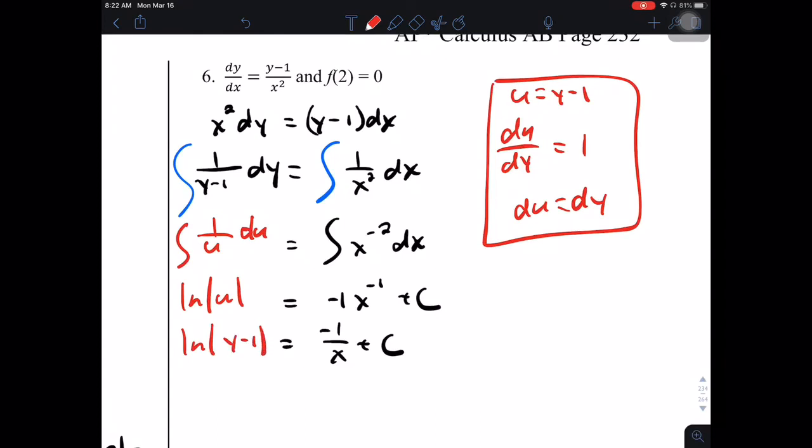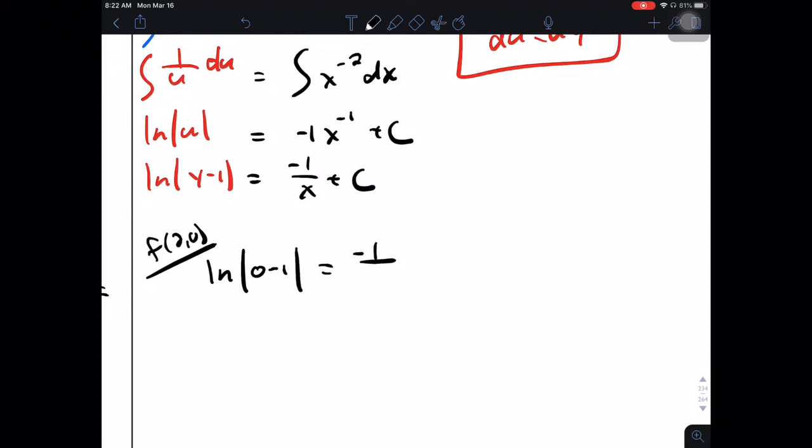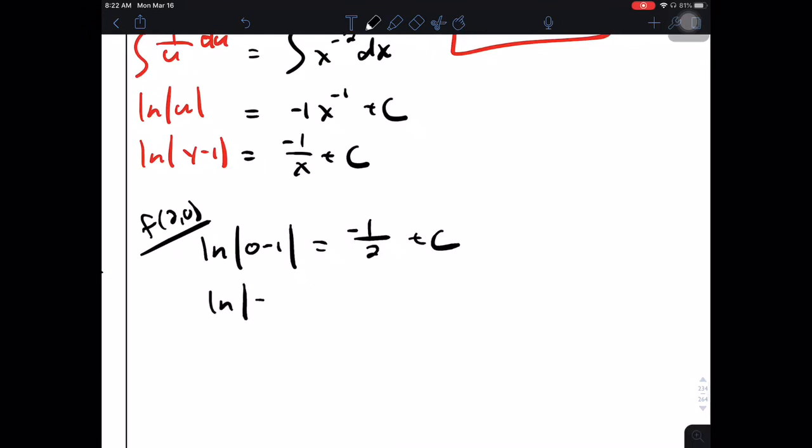Hopefully you can see where this is going. This is going in a very similar direction as the last problem, which is good because you likely need practice on this. The ordered pair that we have for this is 2, 0. So I'm going to have natural log of 0 minus 1 equals negative 1 over 2 plus c. That's natural log of the absolute value of negative 1 equals negative half plus c. It's natural log of 1 equals negative half plus c.